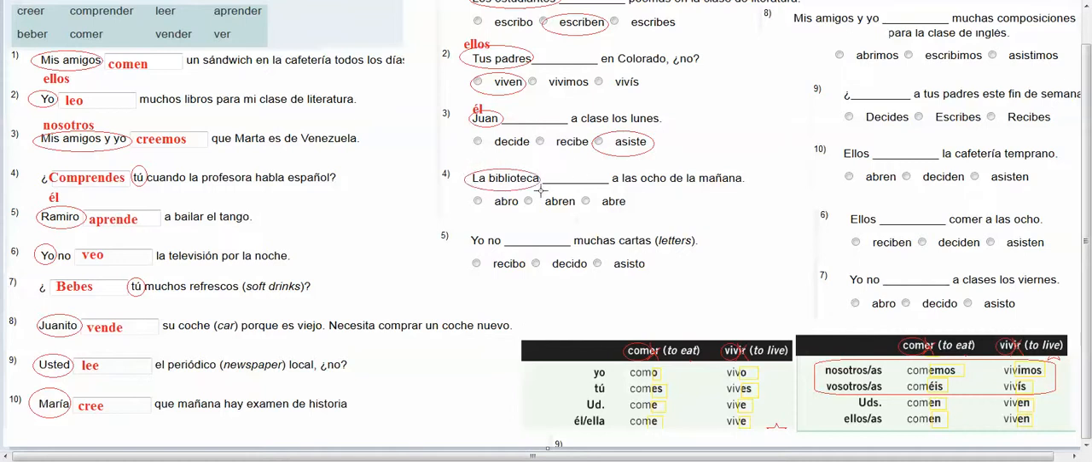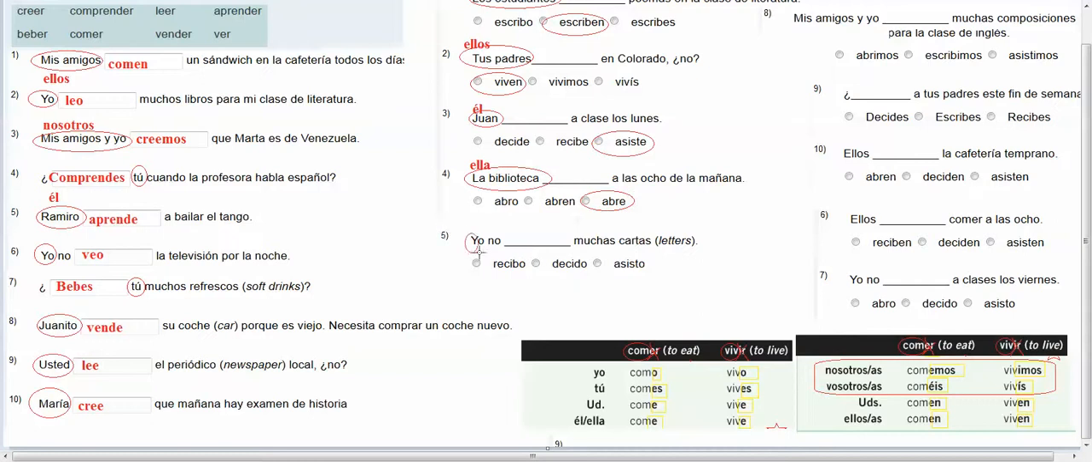Okay, this time it's la biblioteca, and remember there's no it in Spanish. You think of everything as a he and a she, so you wouldn't really change it to she, but that's what you would be thinking. Ella. So the library opens a las 8 de la mañana. So which spelling matches ella? So if I scroll down here to ella and it's an IR verb, it's an E. So then I want this one.